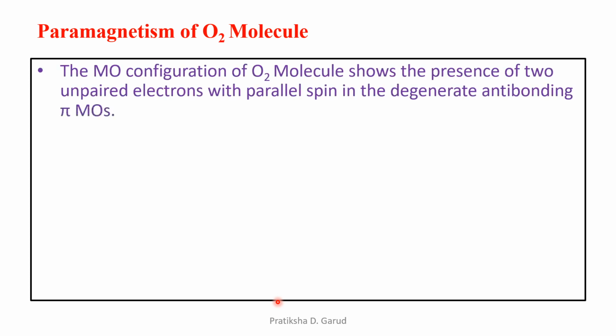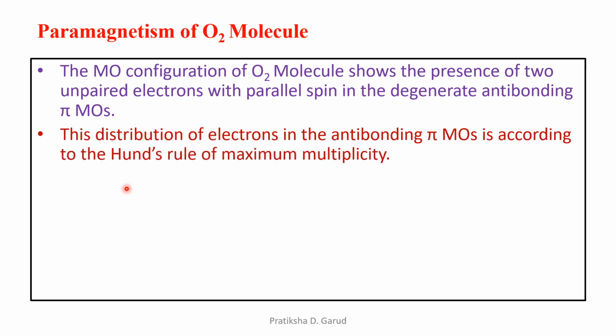So let's study this. We can say that the molecular orbital configuration of the oxygen molecule shows the presence of two unpaired electrons with parallel spin, and they are present in the degenerate antibonding pi molecular orbitals. The distribution of electrons in the antibonding pi MOs is according to Hund's rule of maximum multiplicity. We know that we have used Hund's rule to fill the MOs. So the last electronic configuration is pi asterisk 2py1 and pi asterisk 2pz1.